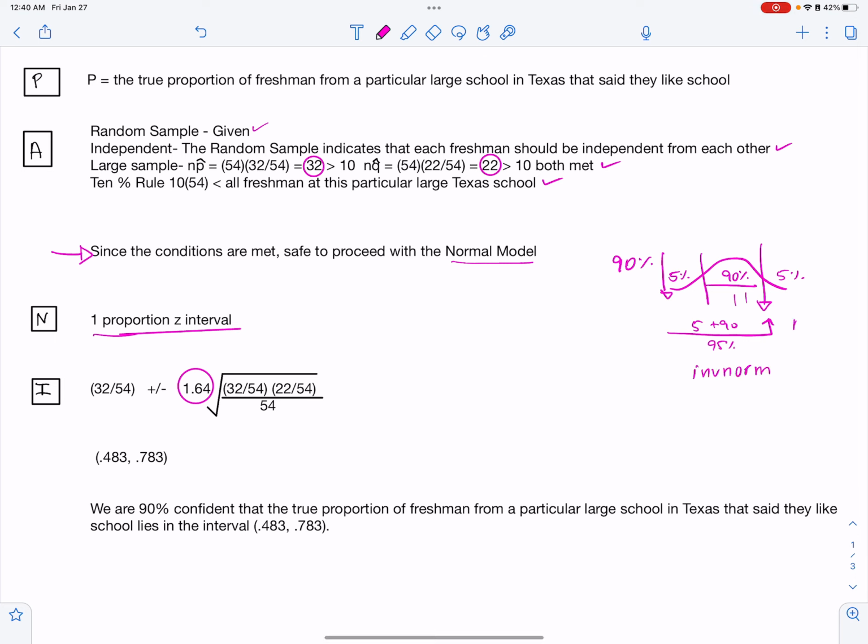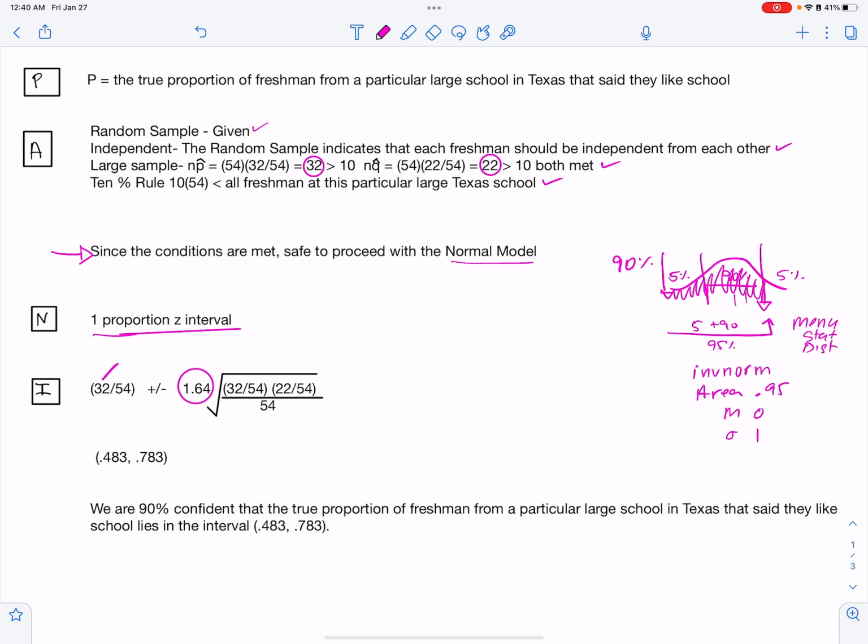Remember, inverse norm is Menu, Stats, Distributions, Inverse Norm. And the area, because I'm going all the way past the 5%, past the 90 to get to this spot, is going to be 0.95. The mean and standard deviation are always 0 and 1 for this because I'm looking for a z-score. So you come out to 1.64. So that's where the 1.64 comes from.